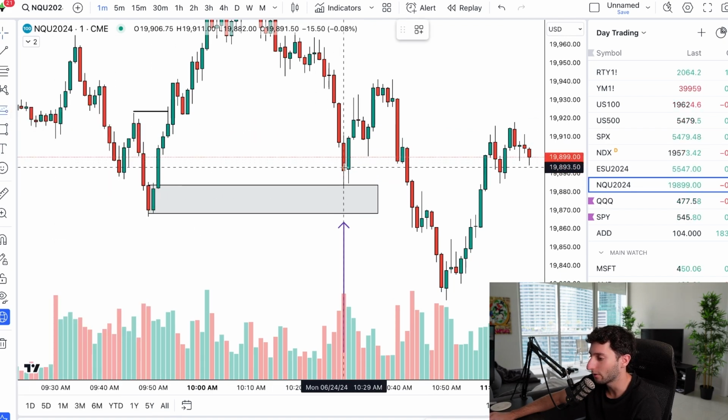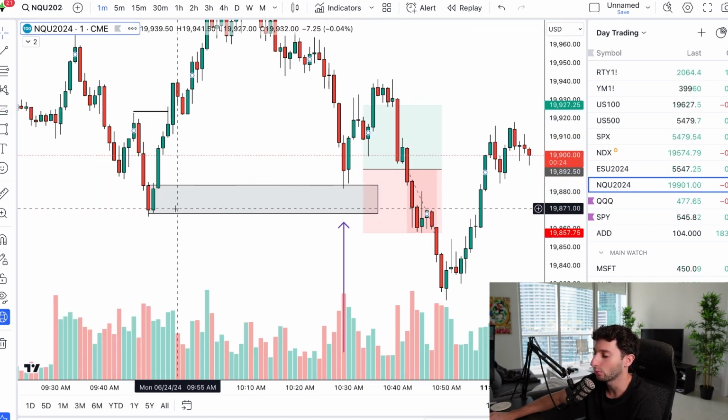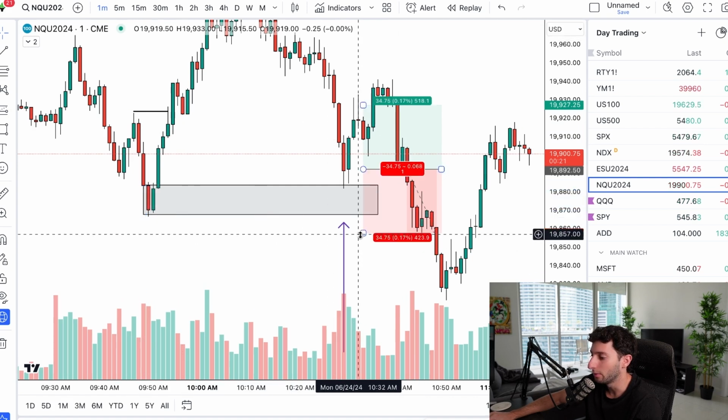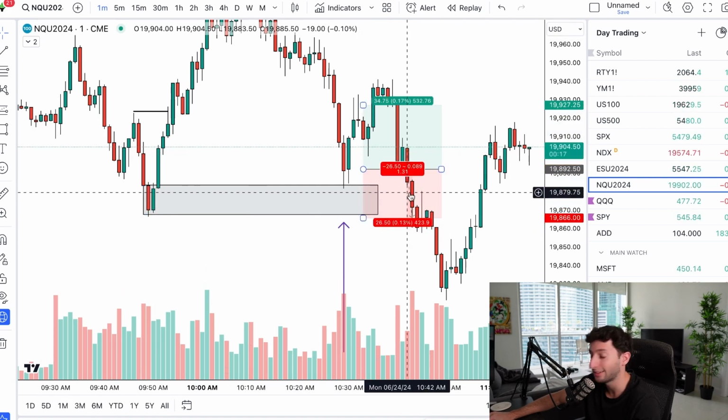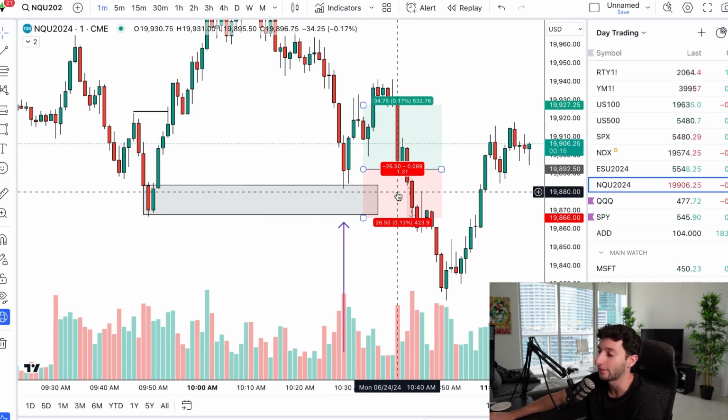All right, and if we are getting in right here, we want to put our stop loss right below the low of demand, okay? So you can put it like 1 or 2 ticks below it. So we're going to do something like that. We're going to be risking about 26 points on this candle, okay? Or 26 points on this trade.